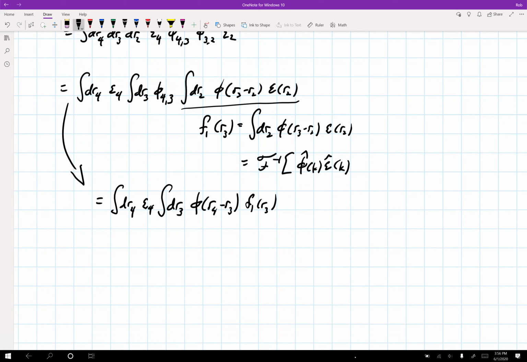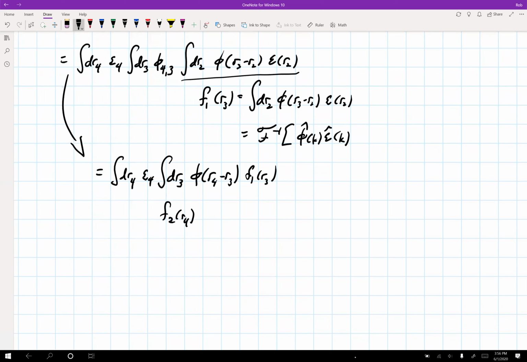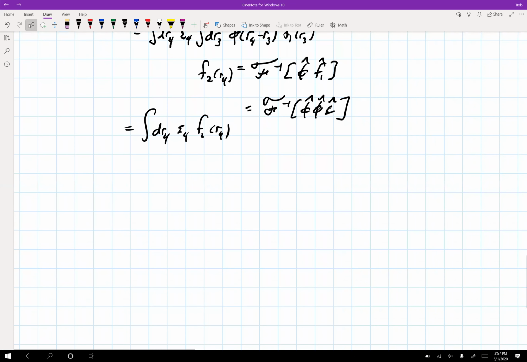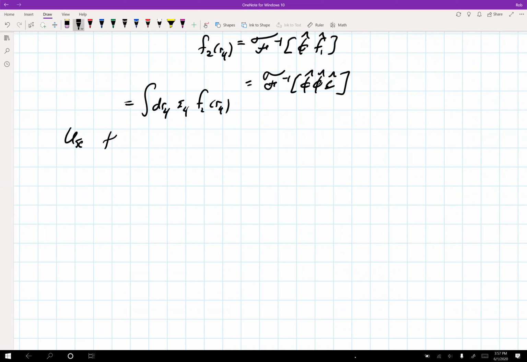And again, we're basically in the same place. The variables are different, but it's still a convolution operation. When we get to the result of it, we're still just going to have something that depends only on r4 now. So we can define f2 of r4 as the inverse Fourier transform of phi hat f1 hat. And of course, we know f1 hat is just the product of the first two, so this is going to be inverse phi hat epsilon hat. And finally we get that this is now equal to integral dr4 epsilon 4 f2 of r4. And then we can use the other Fourier transform rule that we started off with from today.